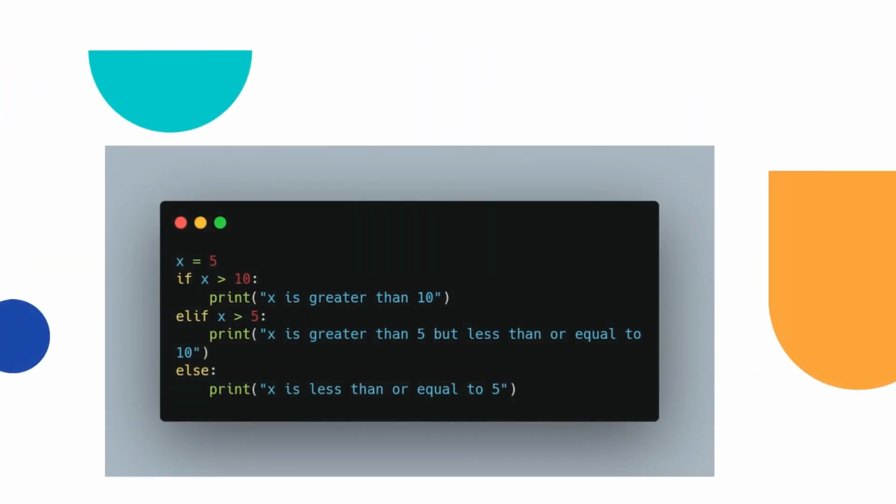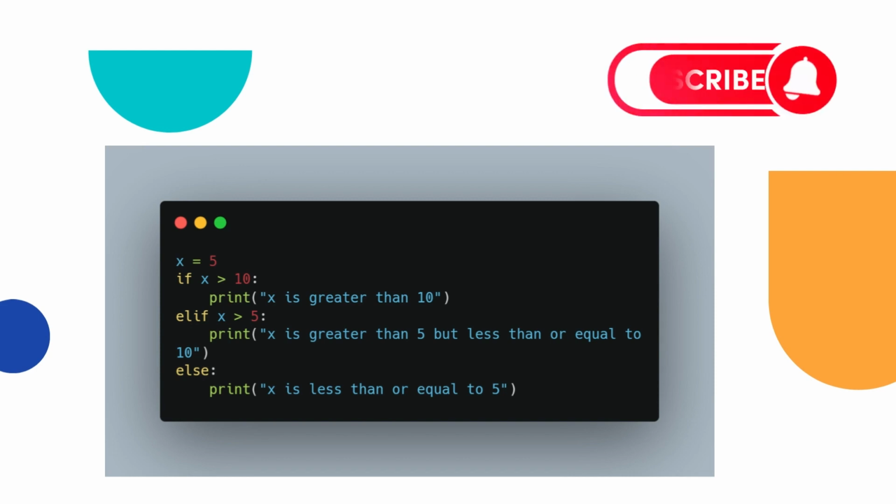You can also use an elif statement to check for multiple conditions. Here's an example. In this example, we've used an if statement to check if x is greater than 10. If the condition is true, the code inside the if statement is executed. If the condition is false, the code inside the elif statement is executed and we check if x is greater than 5 but less than or equal to 10.